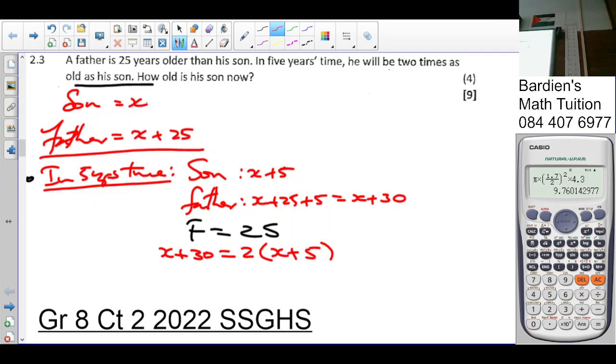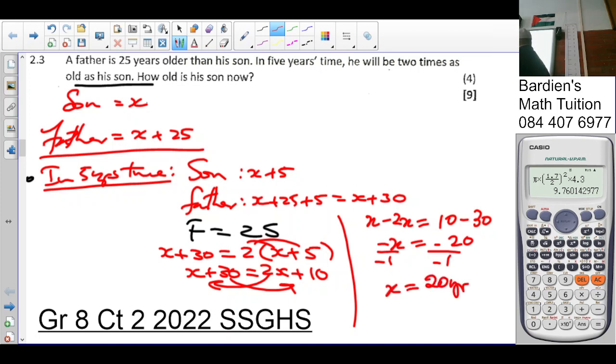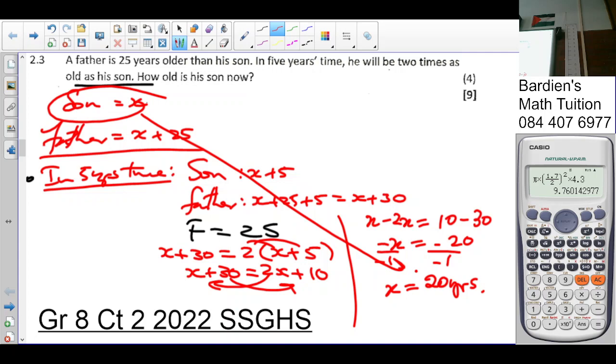Okay. So this is a matter of solving for x here. So x plus 30 equals 2x plus 10. x on one side, numbers on the other side, which gives me x minus 2x is equal to 10 minus 30, which is negative 10 is equal to negative x. Divided by negative 1, so x is equal to 20 years old. Okay, the question says how old is the son now? And the son now is x, and x is 20.